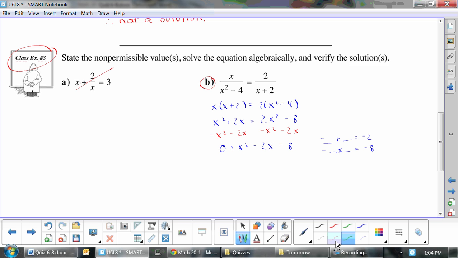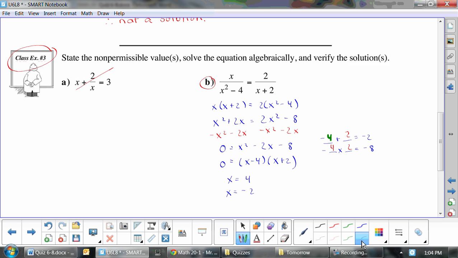Okay, so what do you think, Josh? You got it. Okay, so because it's type 1, that means our factors are just x minus 4, x plus 2. So we get x is equal to 4, and x is equal to negative 2.